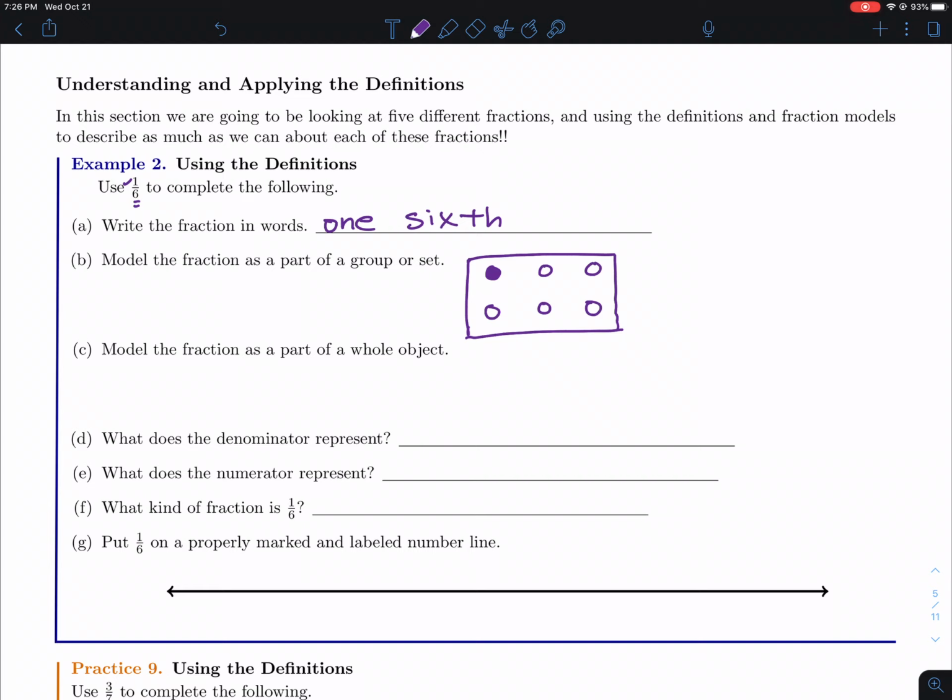All right. So for C, it says model the fraction as a part of a whole object. You can do this however you want. If you want to use a circle, a fraction strip, a hexagon, an octagon, whatever shape would be appropriate to divide it up, it's up to you. For me, just to make life easier, I'm going to use a fraction strip. Again, I'm doing the same thing I did with the set model. I first want to draw my fraction strip and make sure I get it divided up into 1/6 chunks first.